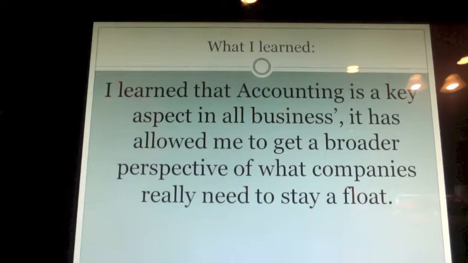What I learned during this lemonade stand is that accounting is a key aspect in all businesses. It has allowed me to get a broader perspective of what companies really need to stay afloat.